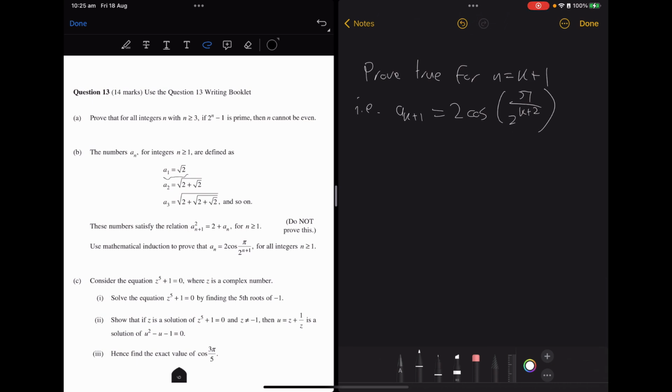So we know a(n plus 1) squared is equal to 2 plus a(n), which is just equal to 2 plus 2 cos pi over 2 to the... Let's actually rewrite it using k, since we want to actually prove for k instead. Sorry about that. So k plus 1, 2 to the k plus 1.